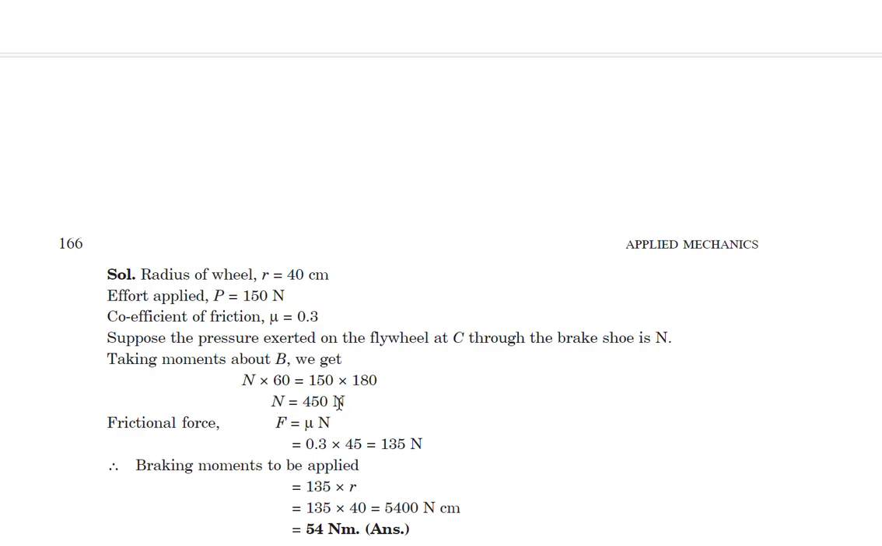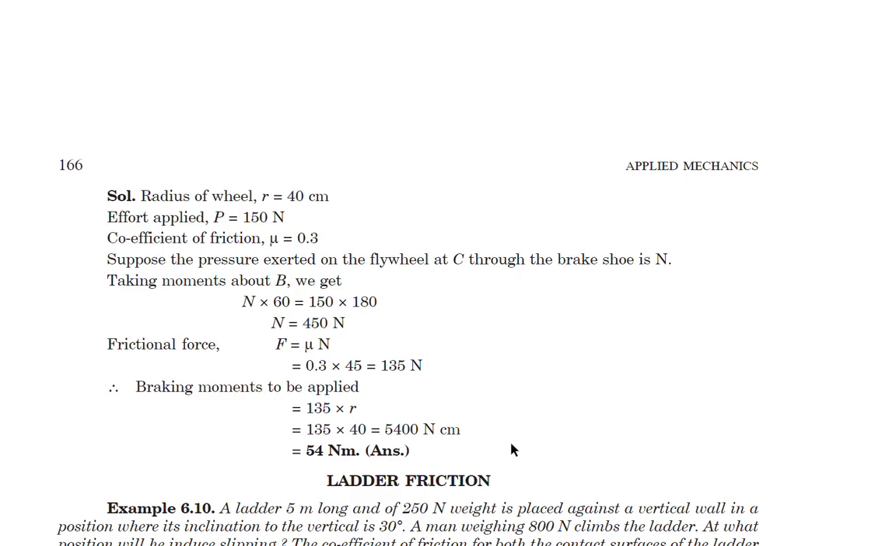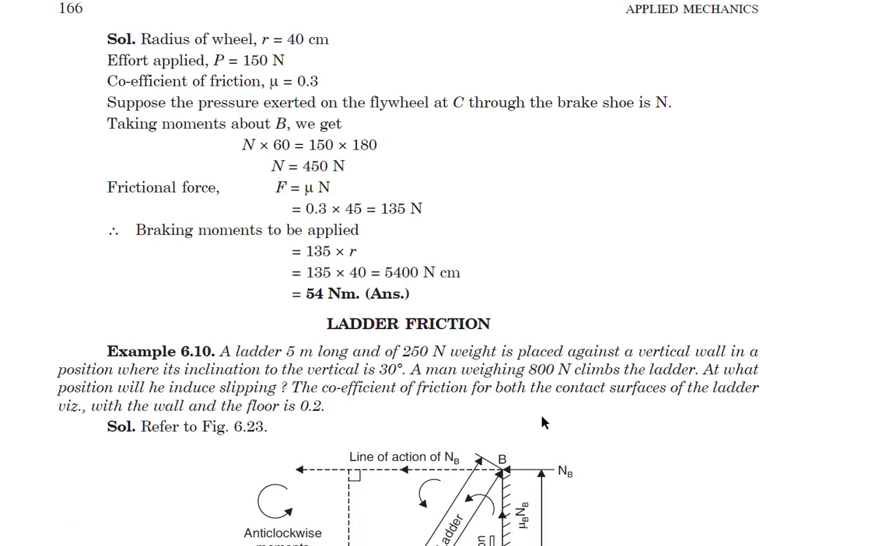Now because N is 450, you can find out the friction force between the wheel and the shoe, which is 0.3 into 450, which is 135. Braking moment to be applied is 135 into R. So 135 is the friction force, and R is the radius of the wheel. So this is the total braking moment required, 135 into R, which is 5400 Newton centimeter.